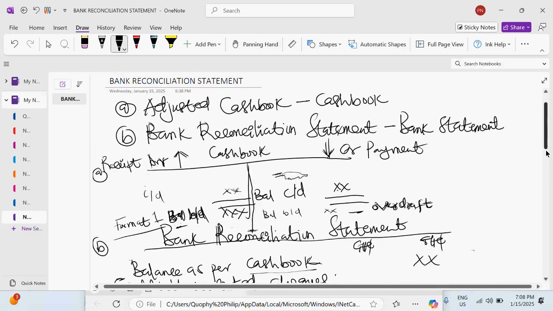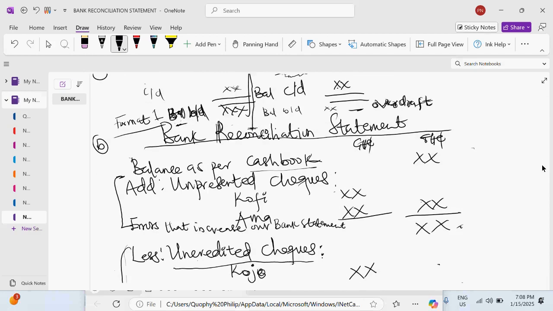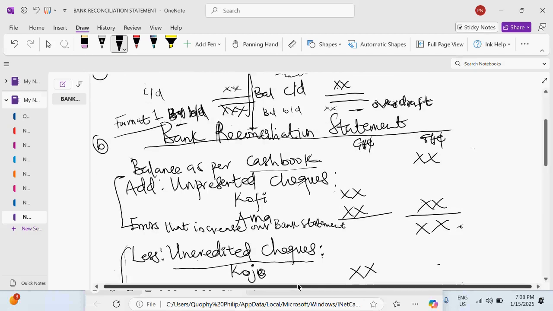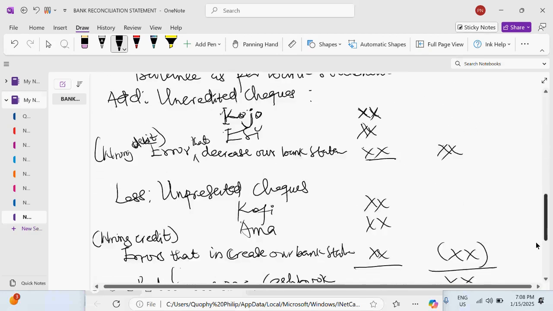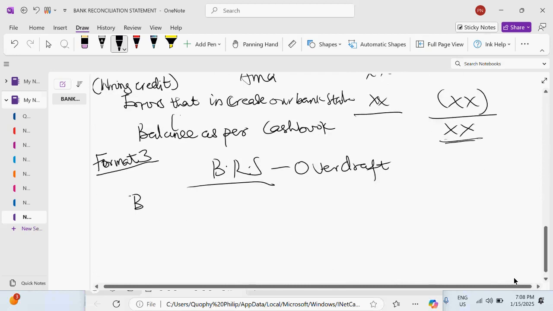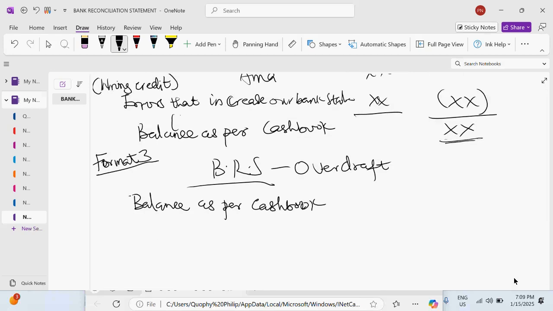The thing is not difficult. It's very simple to understand. You just know the general formula, and then you'll be turning it upside down. Either the uncredited will come or unpresented will come. So when it's an overdraft, what happens? This is the format. Let's say balance as per cash book, overdraft.